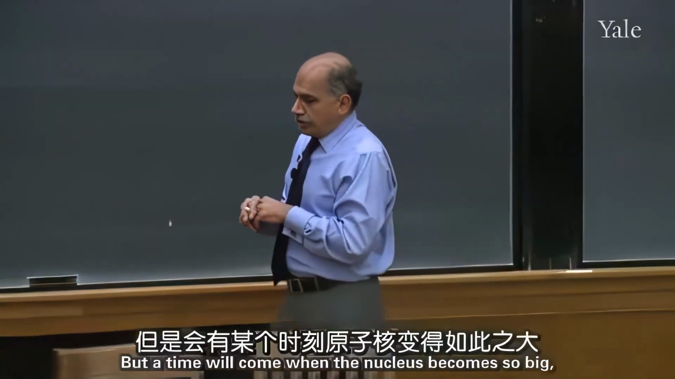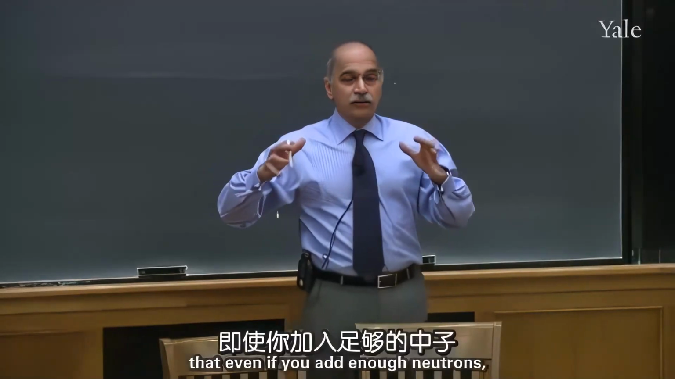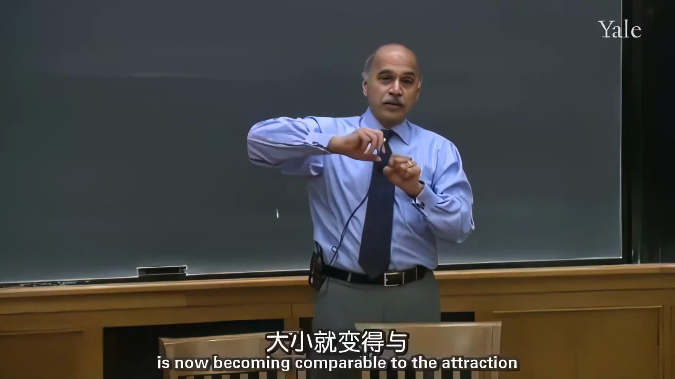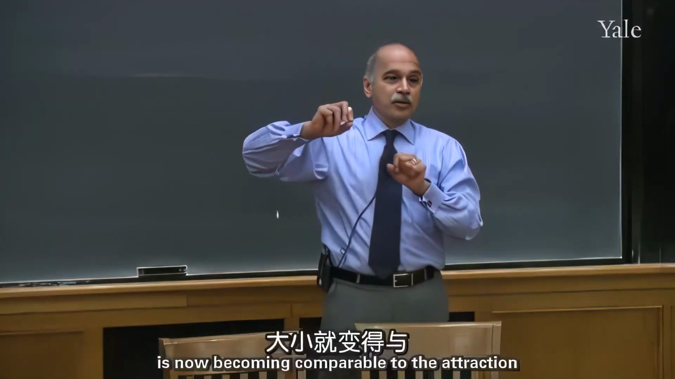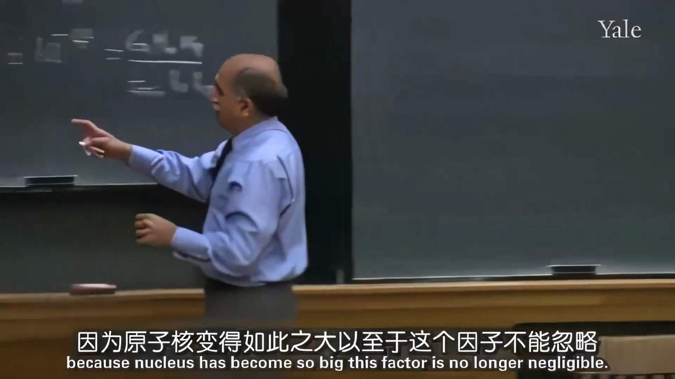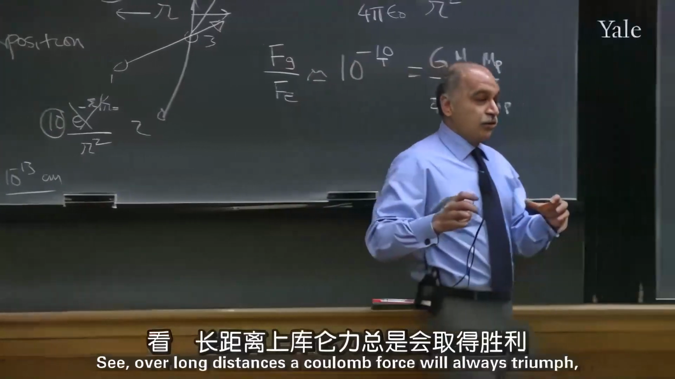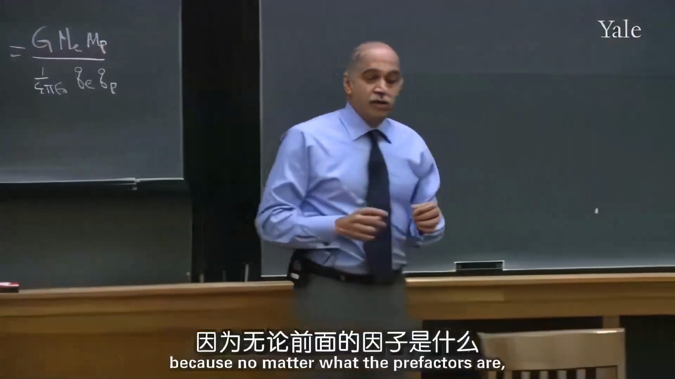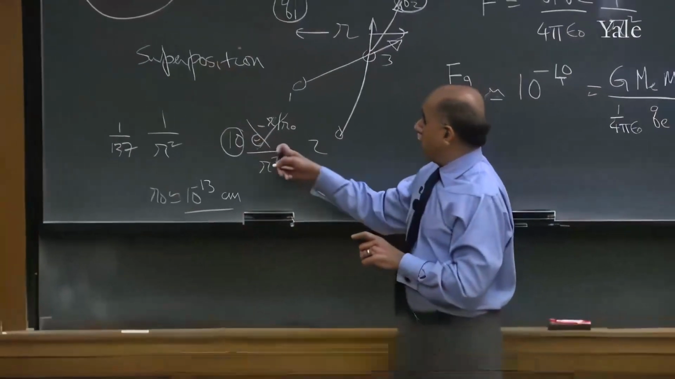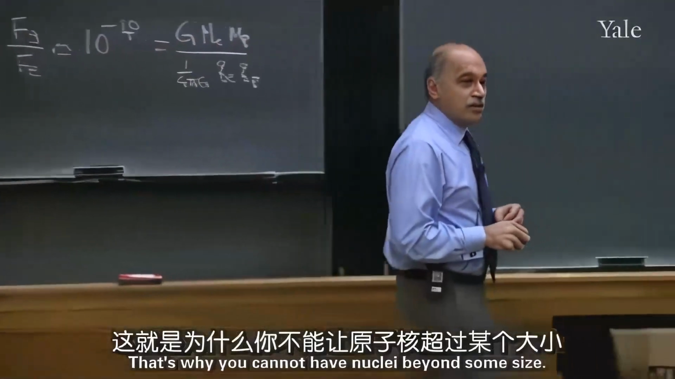But a time will come when the nucleus becomes so big that even if you add enough neutrons, the repulsion between protons from one end of the nucleus to the other is becoming comparable to the attraction due to the nuclear force, because the nucleus has become so big, this factor is no longer negligible. See, over long distances, the Coulomb force will always triumph, because no matter what the prefactors are, the exponential factor in front of the nuclear force will always weaken it. That's why you cannot have nuclei beyond some size.